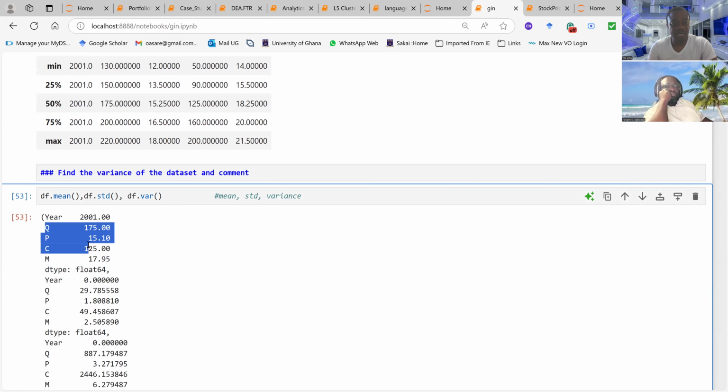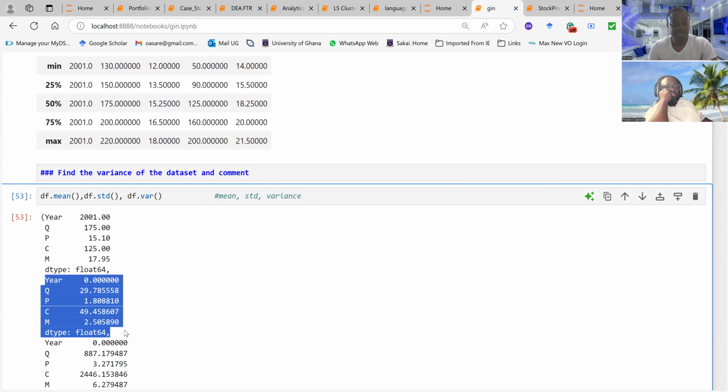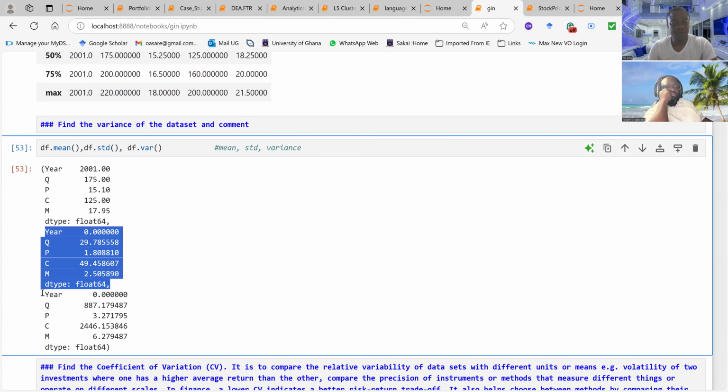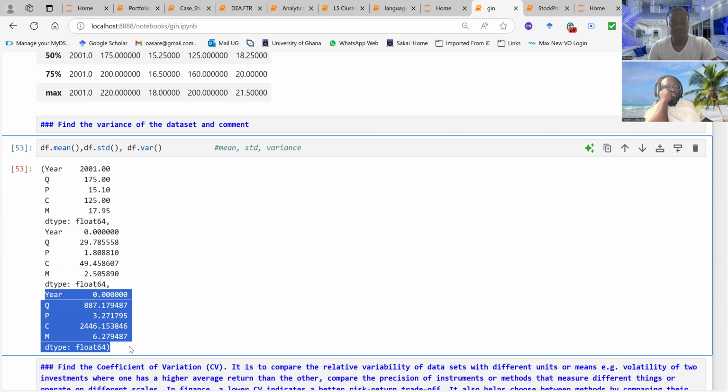So these first few ones are for the means. These next ones are for the standard deviations. And now you can get ones for the variance. So if you want individual ones, you can do that.